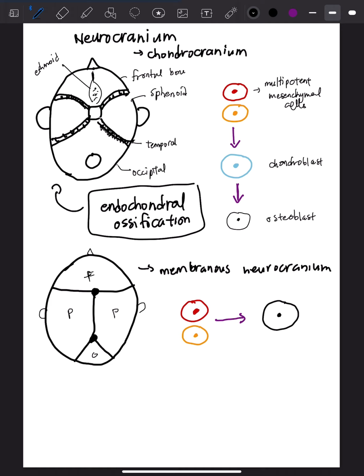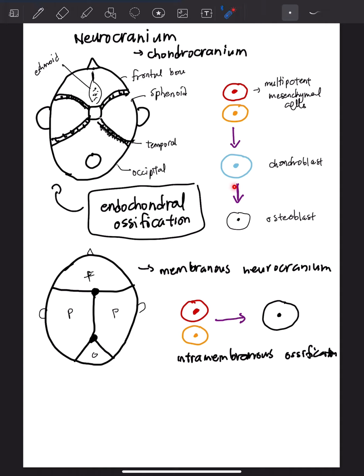So this here is called intramembranous ossification. Okay, I think there's some issues.